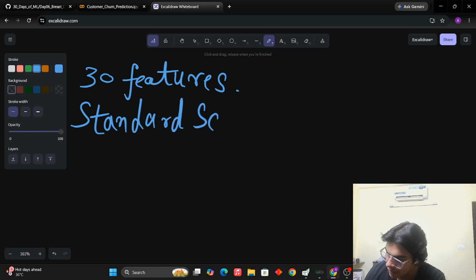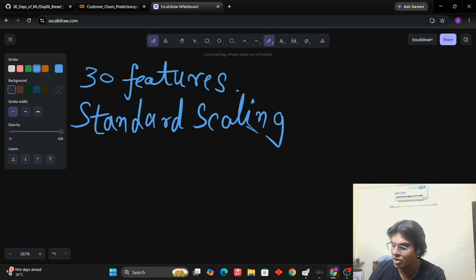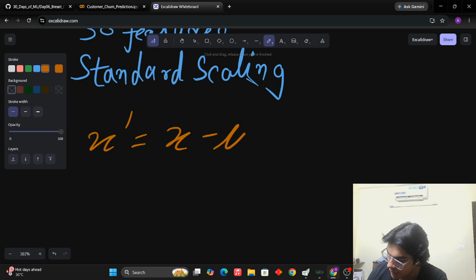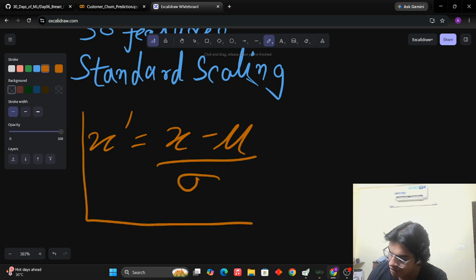Standard scaling is available to use through the StandardScaler in sklearn itself. It is another thing which is inbuilt. So we use standard scaling. And what does standard scaling do basically? Let me change the color. It transforms every feature to this value right here, x minus mu divided by sigma. Anyone who has studied probability basics will know this.